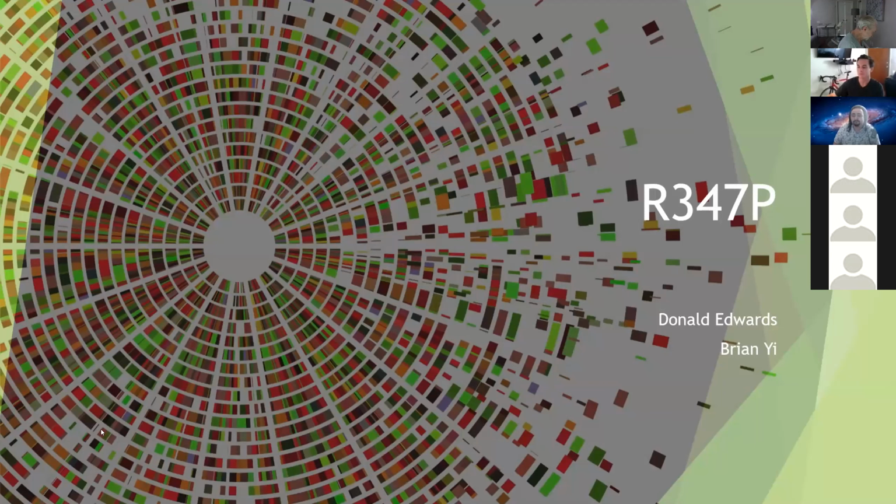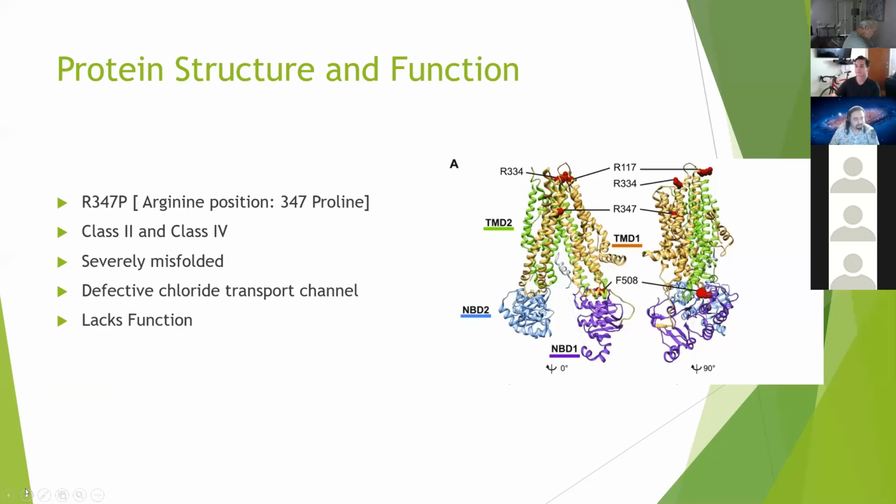Okay, so our mutation was the R347P. The presentation is presented to you by Donald Edwards and Brian Yee. Moving to our first slide. Protein structure and function. R347P, the original amino acid is arginine. Its position is 347, and the new amino acid is proline. It's located in the first membrane spanning domain.